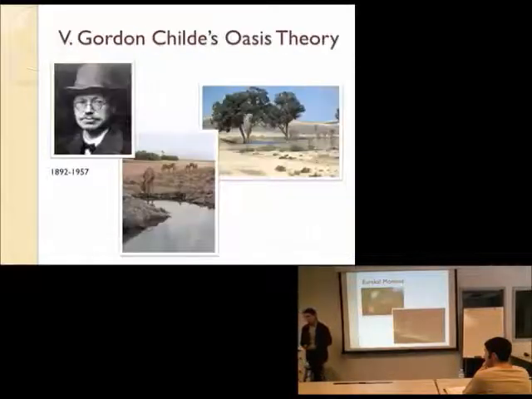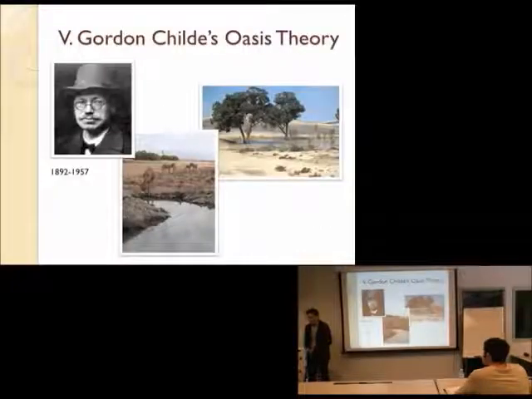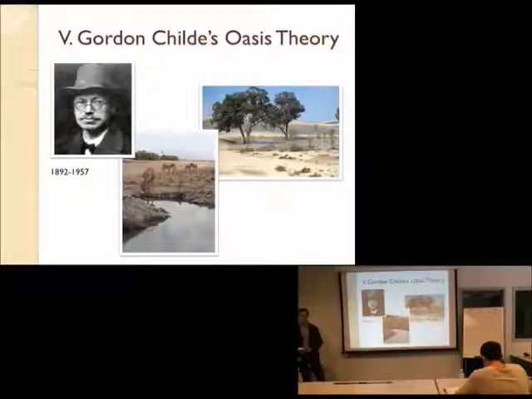So I think we can imagine that this eureka moment idea is not a particularly good description of this process. So let's think about some of the other ideas that might have explained why people started to produce food at this time in human history, after 100,000 years of not being food producers in any substantial sense compared to what we're talking about now.